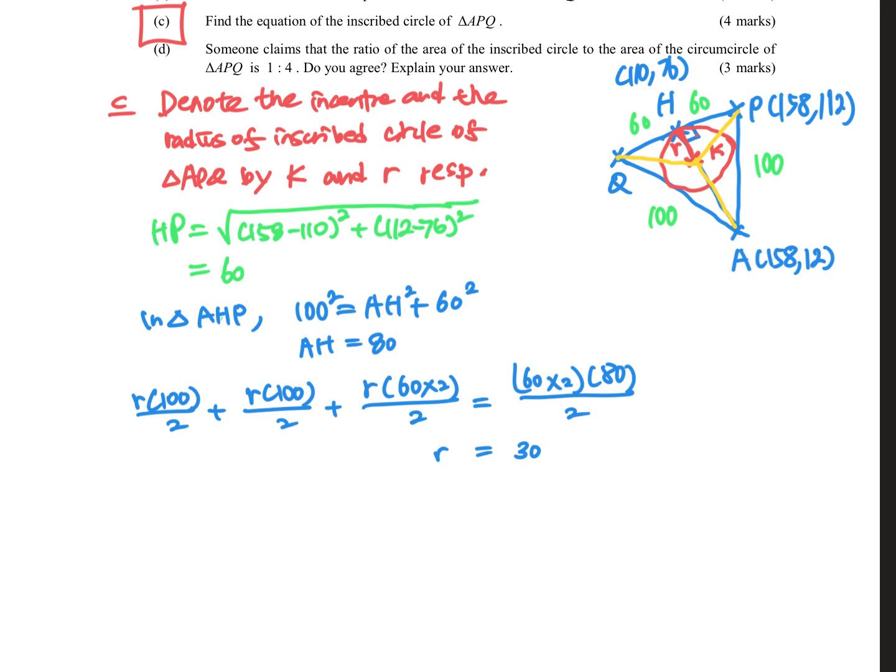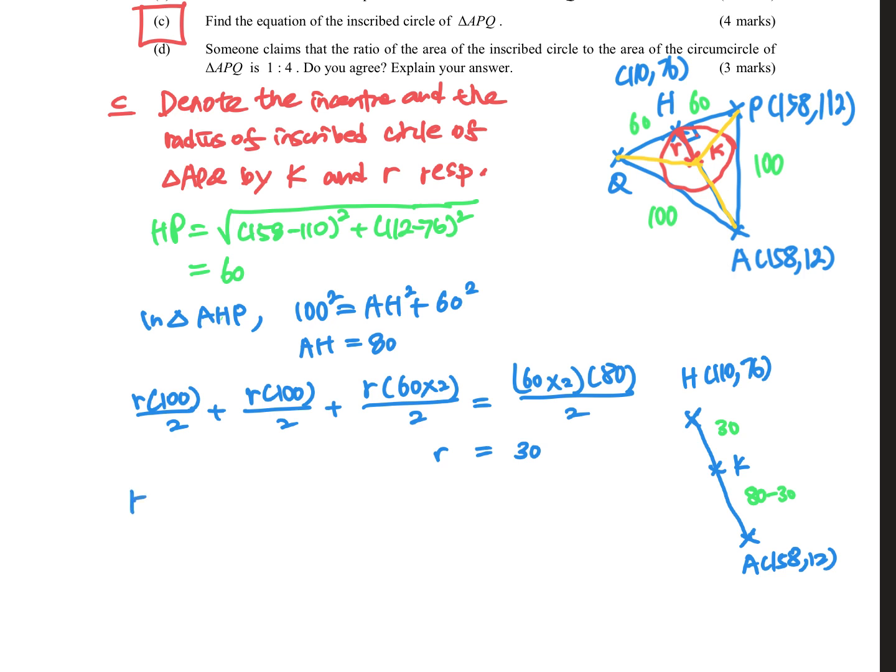Alright, so we want to find the equation of the circle. So now we have the R, we need to find K. For K, we just consider like this. A is (158, 12), and then H is (110, 76), and then K is somewhere here. HK is 30, and AH is 80, so AK will be 80 minus 30. So you can see that will be 3 to 5. Oh, okay, good.